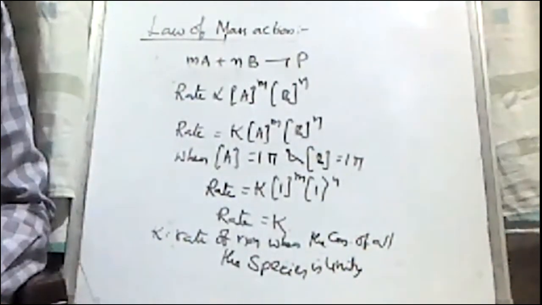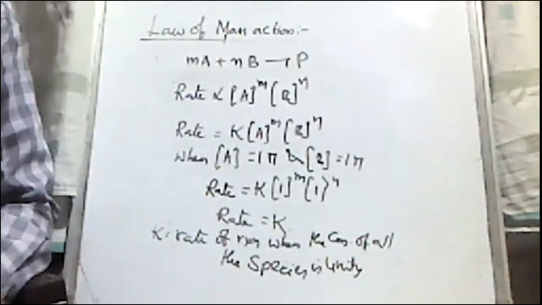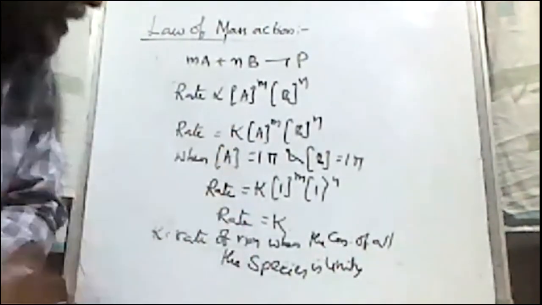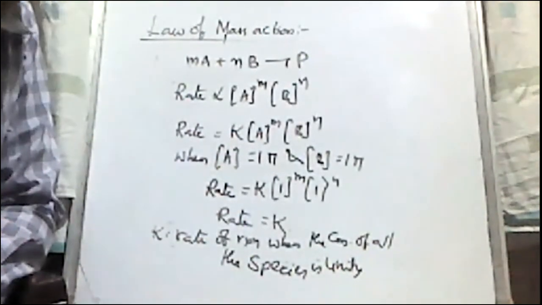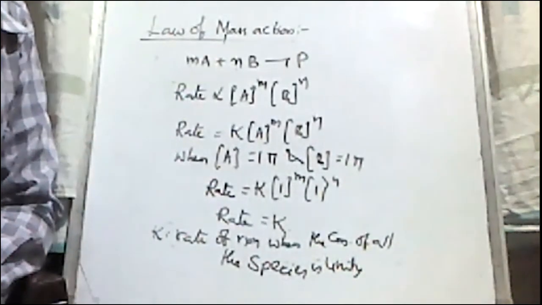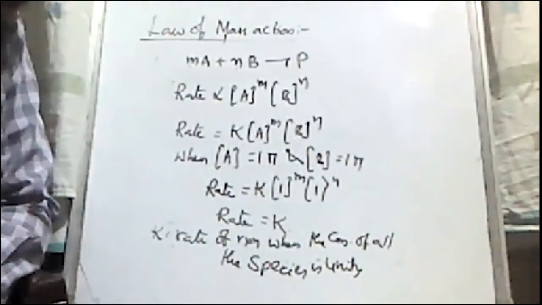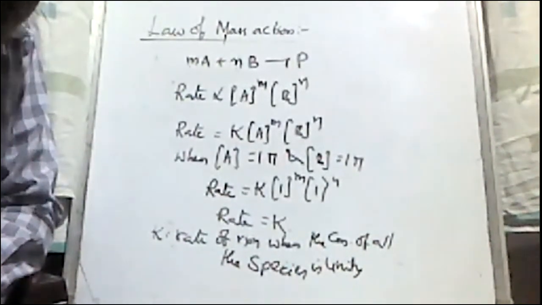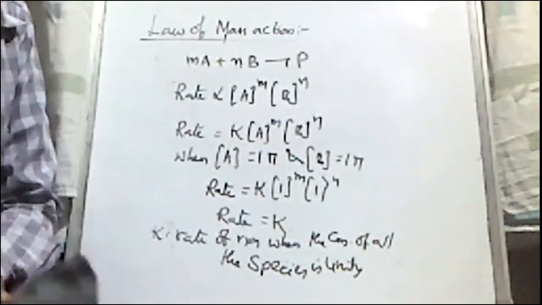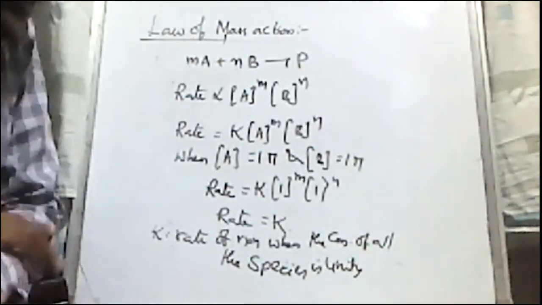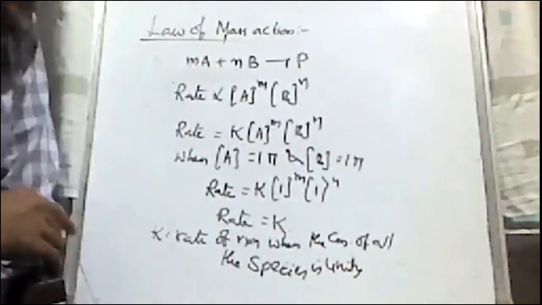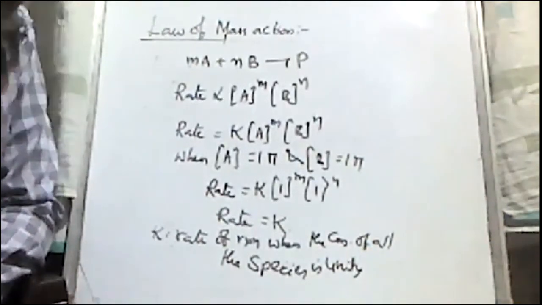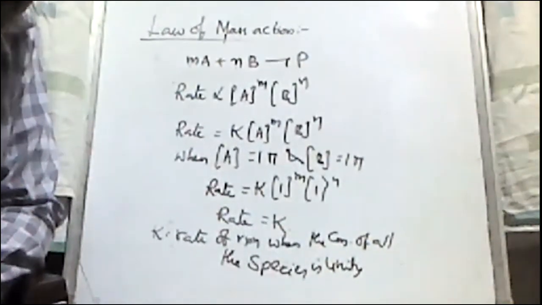K is called the rate constant and is defined as the rate of reaction when the concentration of all the reactants is unity. Whatever reactants are there, if you take, for example, 1 molar of all the reactants, then the rate of reaction becomes the rate constant. This rate constant is also called the specific reaction rate.